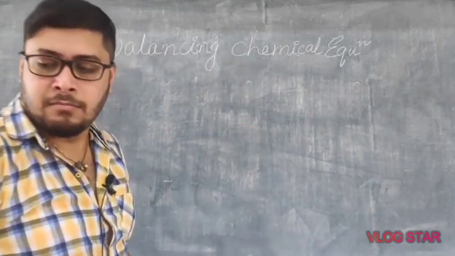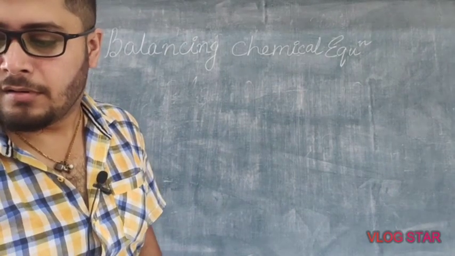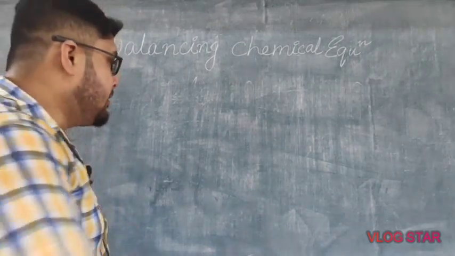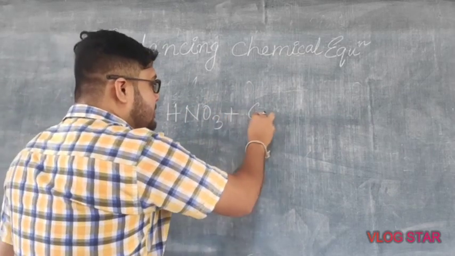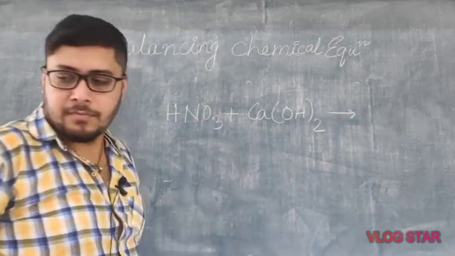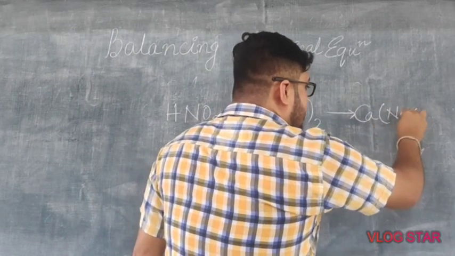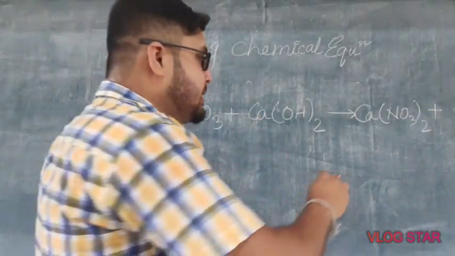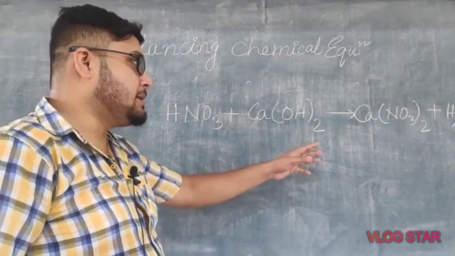Let us see some more examples. Say we are writing HNO3 plus Ca(OH)2, we are getting Ca(NO3)2 plus H2O.